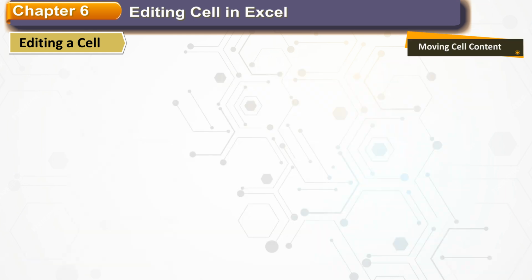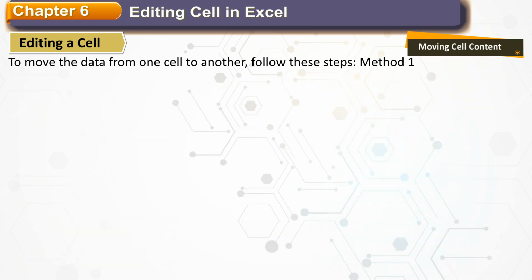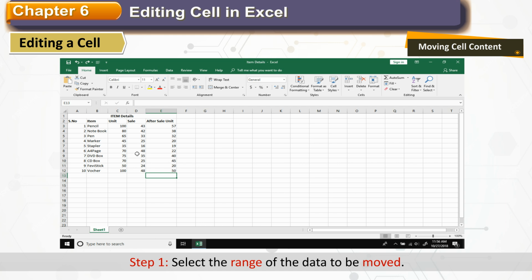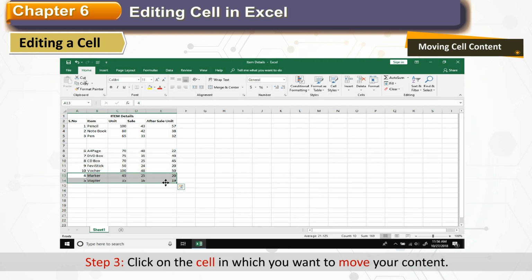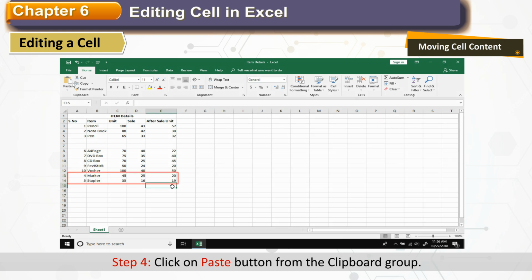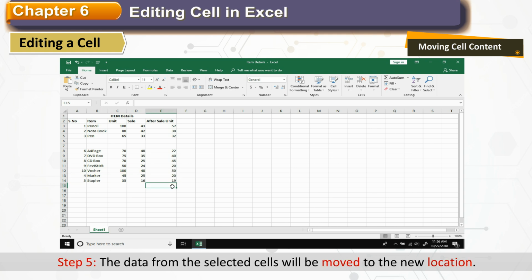Moving cell content. To move the data from one cell to another, follow these steps. Method 1. Step 1. Select the range of the data to be moved. Step 2. In the Home tab, choose Cut button from the clipboard group. Step 3. Click on the cell in which you want to move your content. Step 4. Click on Paste button from the clipboard group. Step 5. The data from the selected cells will be moved to the new location.